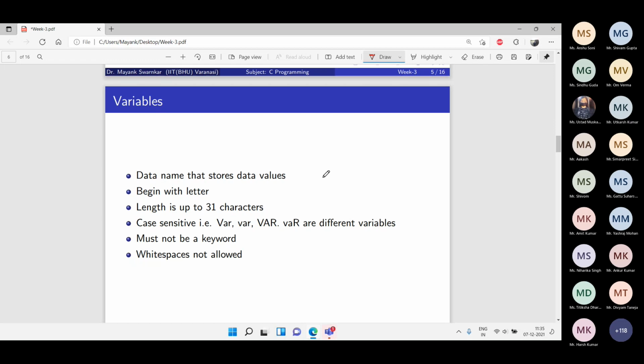For example, I'll give an example. Begin with a letter, so obviously it should begin with a letter. If I write A, it's a variable. This is a different variable. This is a different variable. Must not be a keyword. If you write main, which is a keyword, this will not be a variable. This will give a compilation error. White space not allowed. MA space IN is not allowed.